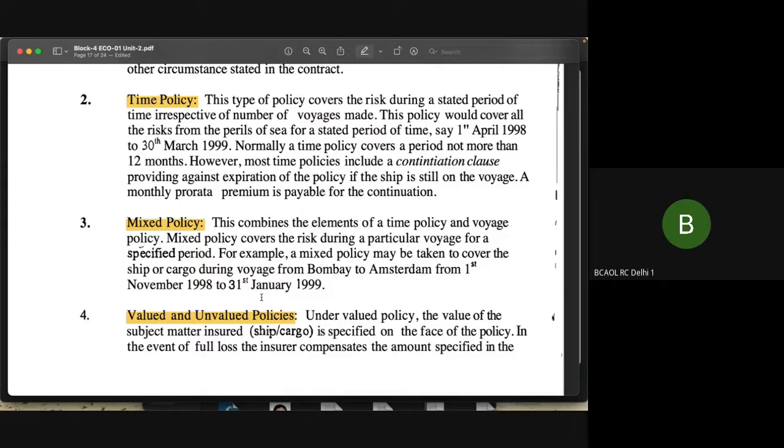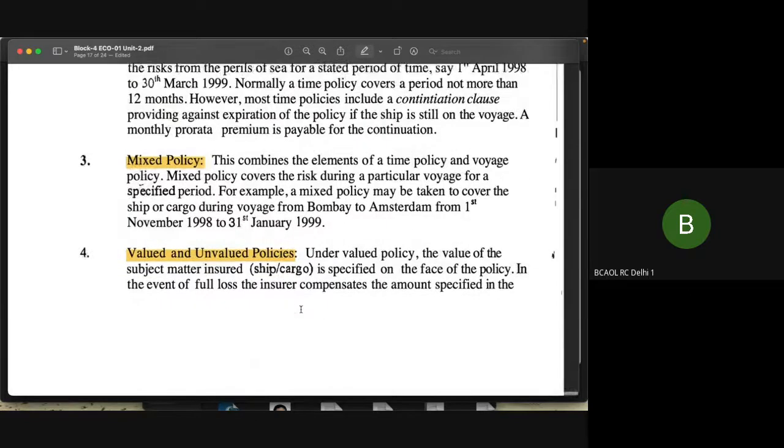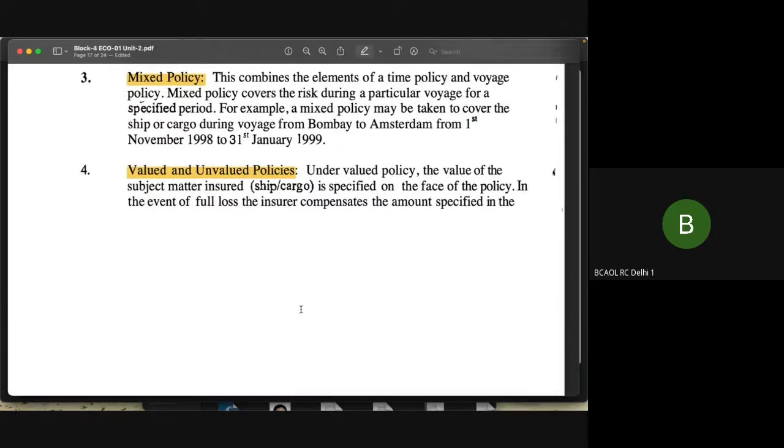Then you have valued unvalued policy. जब आप policy लेते हो, first of all you measure कि मेरा export या import कितने रुपए का है. अगर you were able to measure it, तो आपको value के हिसाब से पैसे मिलेंगे. Otherwise, they will be computing the loss and then giving you the money. So it can be valued or unvalued.